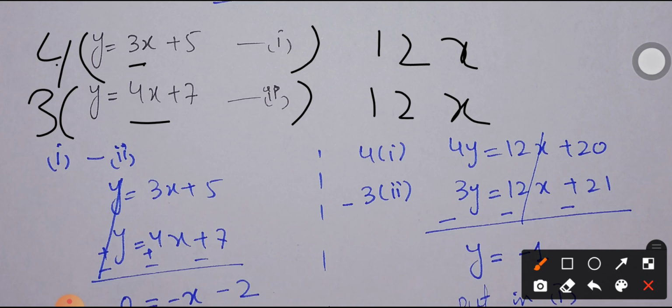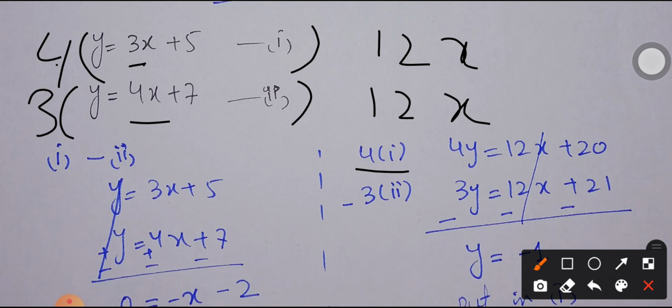So this is how we can make the coefficient same by multiplying the equation with some number. Multiplying 4 with equation 1, we get 4y is equal to 12x plus 20. We are going to multiply 4 with the whole equation, not with the x term only. And now we will multiply 3 with equation 2 and we will get 3y is equal to 12x plus 21. And now in the second step we need to subtract the two equations.